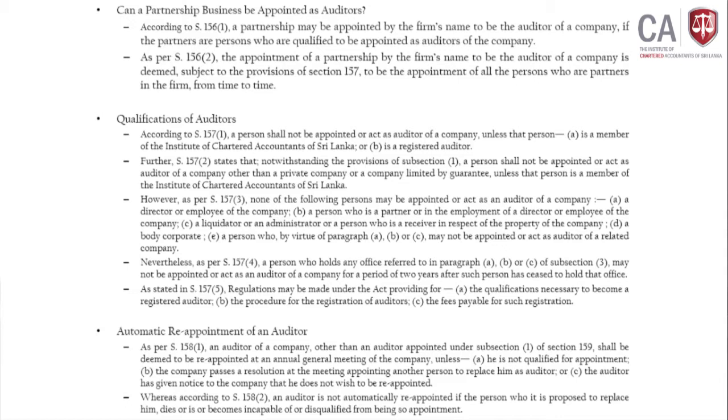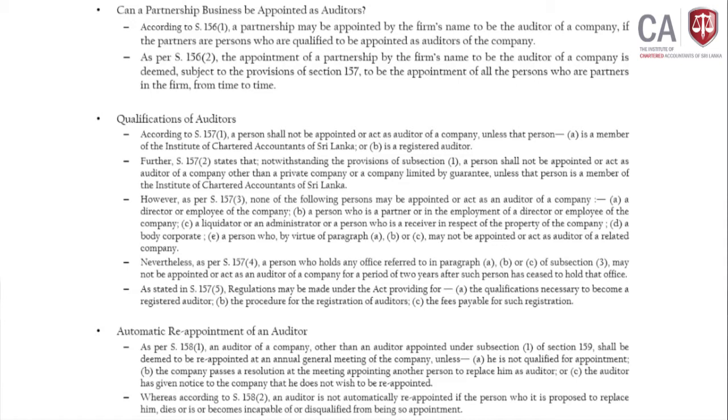You don't need to appoint in the name of the persons in that audit firm, but you can simply say that the auditor of the company is ABC. That's the partnership business. If the partners are persons who are qualified to be appointed as auditors of the company, but only if the partners in the business firm or the partnership are in fact qualified to be appointed as auditors for this company.